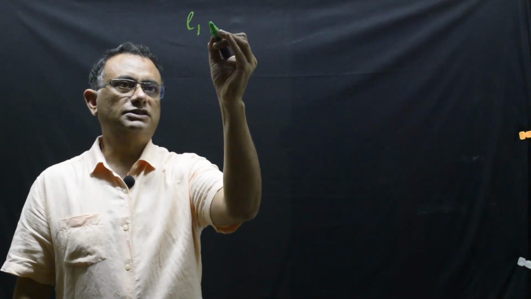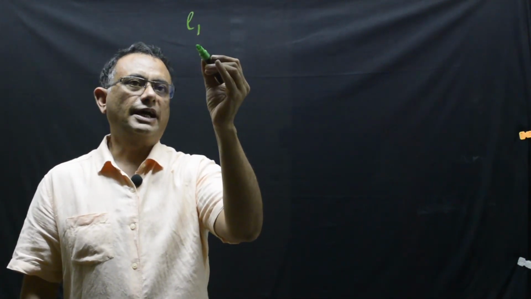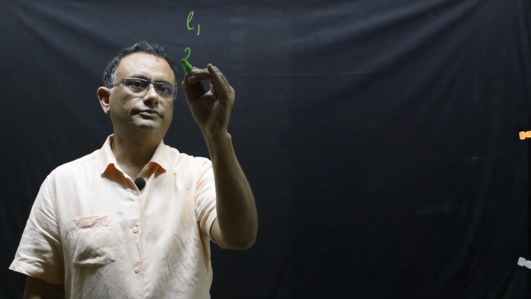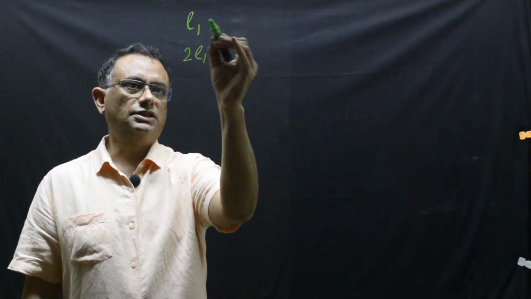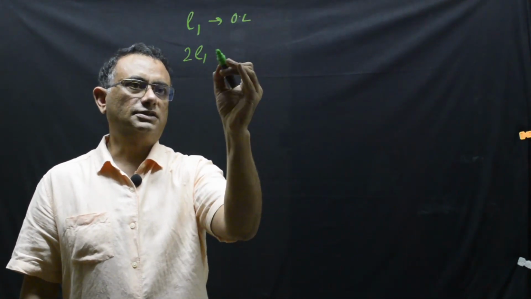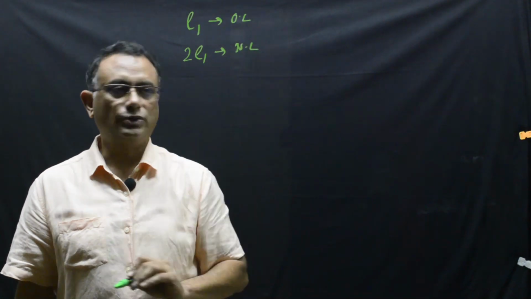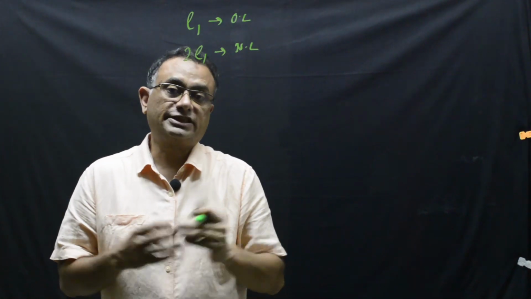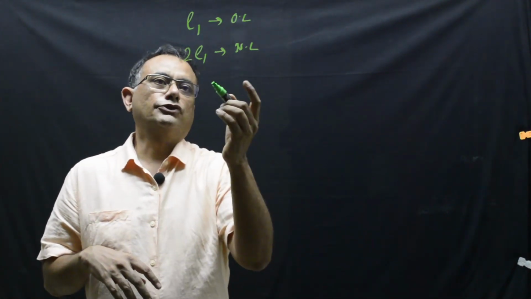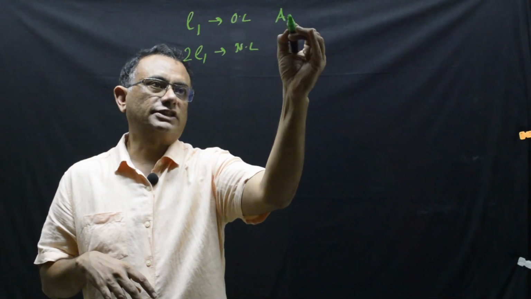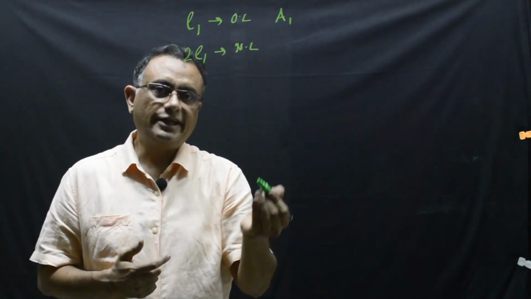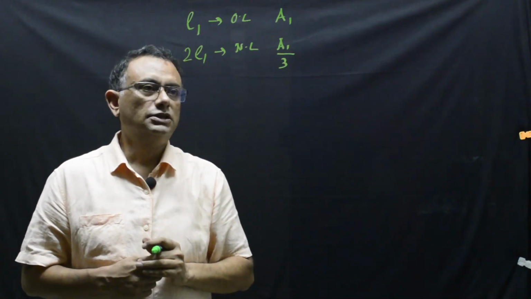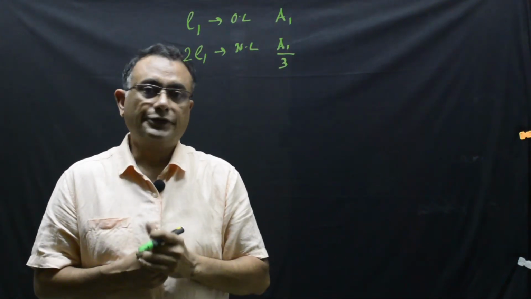If L1 is the original length, and the length is doubled, then L2 is going to become 2L1. This is the original length and this is the new length. It is given in the numerical that the area of cross section has become 1/3. So the initial area of cross section is A1, and now it is going to be A1 by 3.